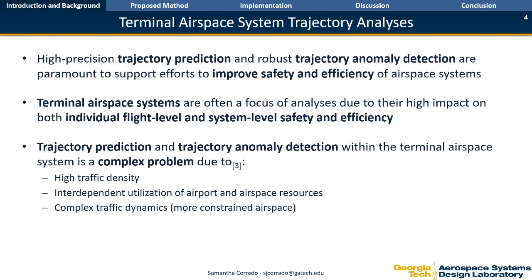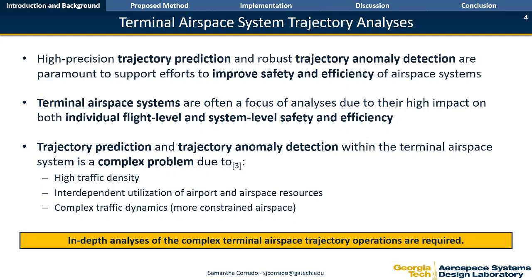The tasks of trajectory prediction and anomaly detection are very complex within the terminal airspace because there's a higher traffic density, interdependent utilization of both airport and airspace resources, and more complex traffic dynamics because it's a more constrained airspace. Due to this, in-depth analysis of the complex terminal airspace trajectory operations is required.